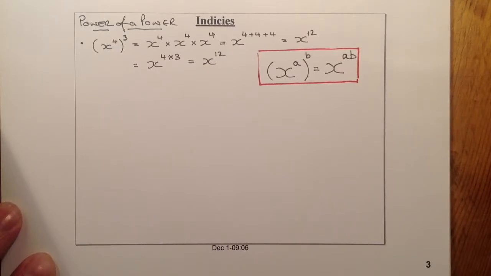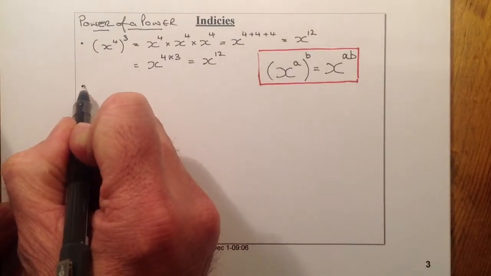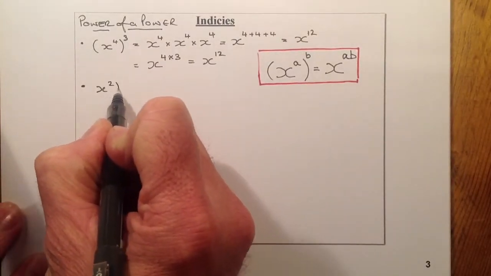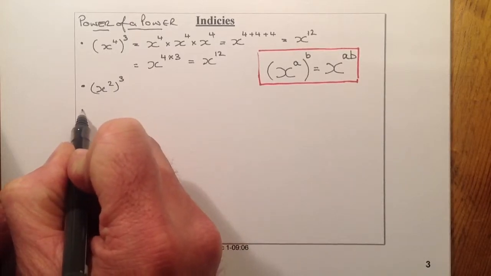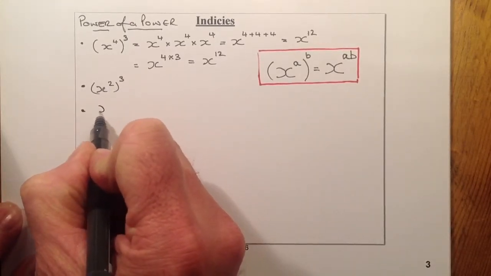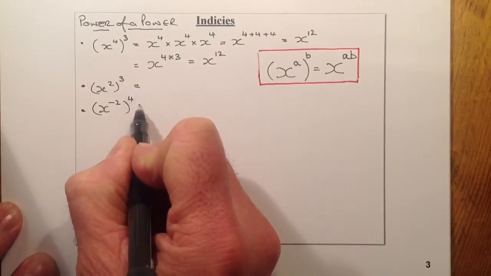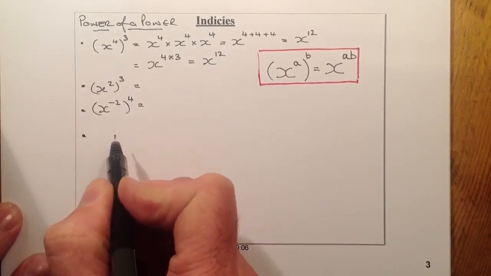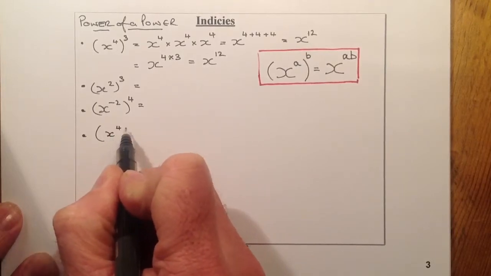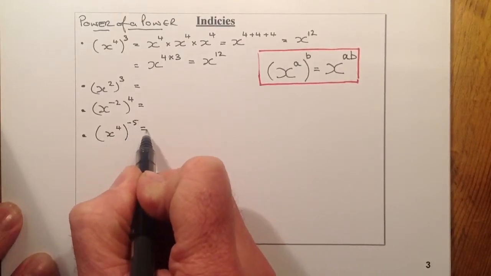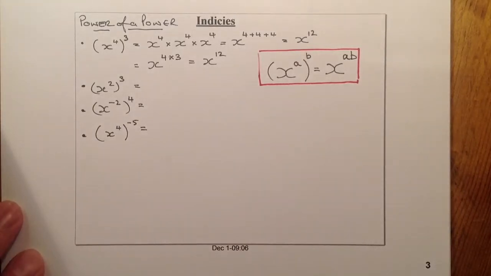Let's look at a couple of other questions. What I'm going to do is write 3 down for you to try. Freeze the video and try them, and I'll show you the solutions. Okay, here we go. We'll go for x to the power of 2 to the power of 3. I'll go for x to the power of minus 2, and I'll put that to the power of 4. And the last one that we'll do here will be x to the power of 4 to the power of minus 5. Okay, so if you can show me the answers to these, I'll then give you the solutions. So freeze the video now.